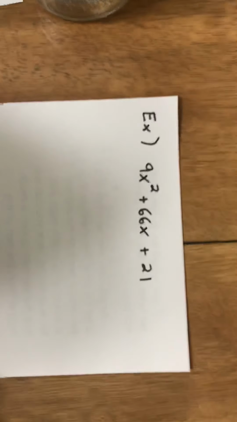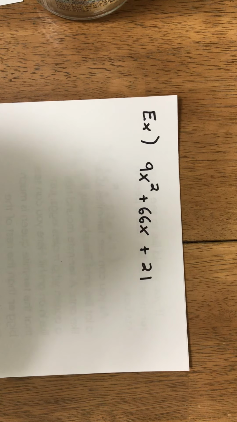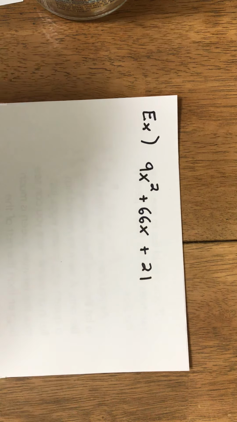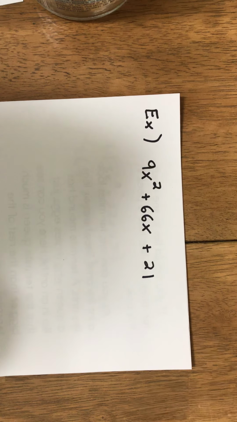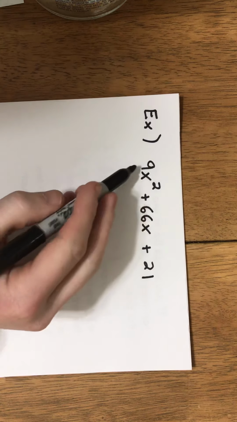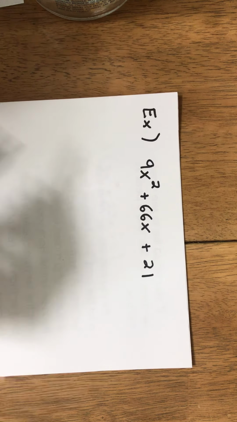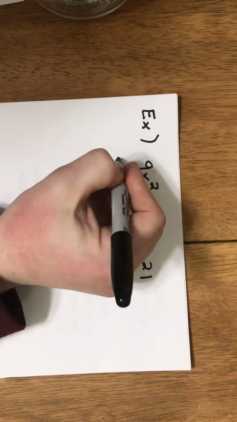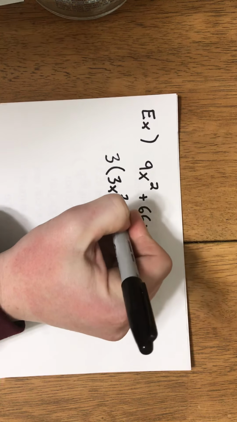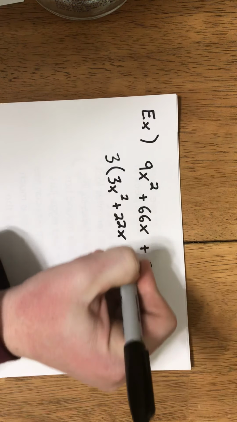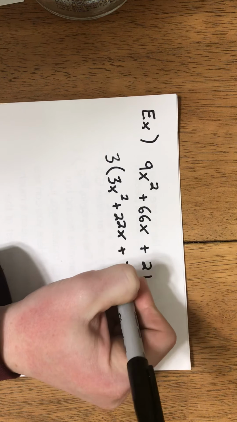So this one is 9x squared plus 66x plus 21. I purposely put this example on here to remind you that even though we have a quadratic and we have a coefficient greater than 1, we don't want to just jump to do slip and slide right away. If possible, still take out a GCF first. So in this case, I have a 9, a 66, and a 21. I can take a 3 out of there. And when I do that, I'm left with 3x squared, positive 22x, and a positive 7.